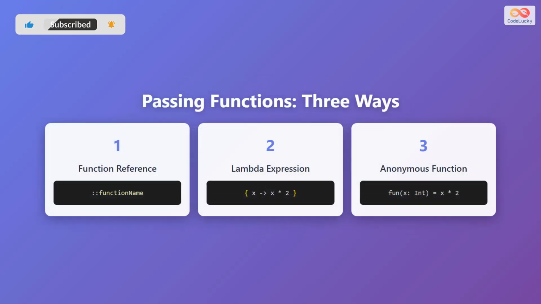There are 3 ways to pass functions as arguments in Kotlin. First, you can use a function reference with the double colon operator followed by the function name. Second, you can use a lambda expression, which is written with curly braces, parameter names, an arrow, and the function body. Third, you can use an anonymous function, which uses the fun keyword but without a name. All 3 approaches accomplish the same goal, but lambdas are the most commonly used because they're concise and readable.